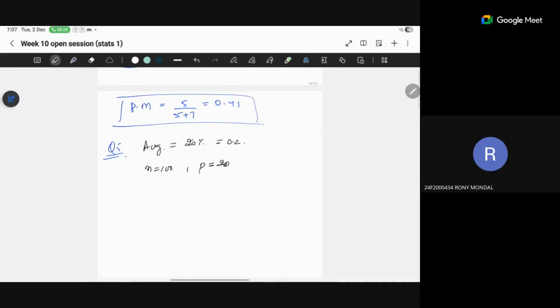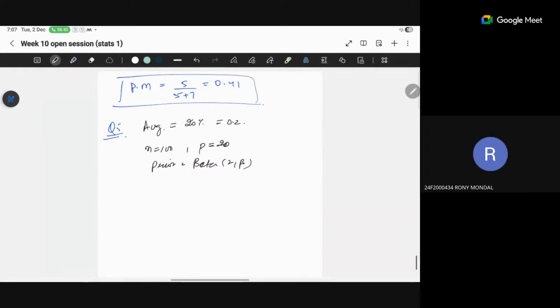Now use a beta 2 comma beta with a suitable beta to estimate the failure fraction. So we have been given the prior distribution as beta 2 comma beta. We need to estimate the failure fraction, which means we need to find the posterior mean. If you see here, we have not been given the value of beta. That is my prior distribution. We have the likelihood, but we don't have this value, so first we need to find it.